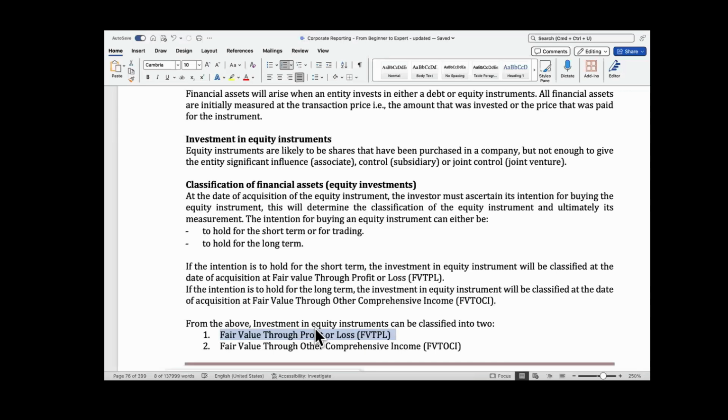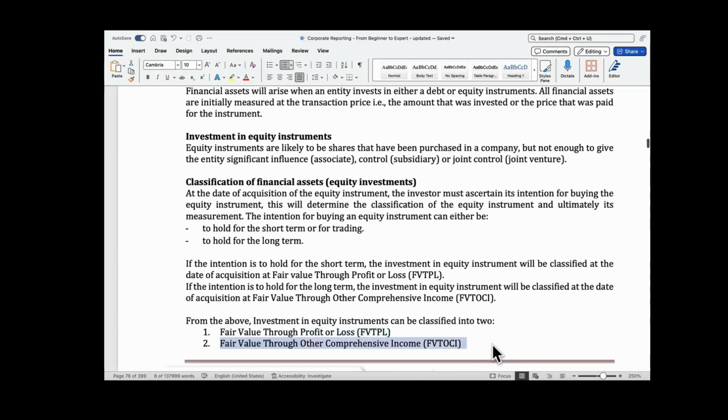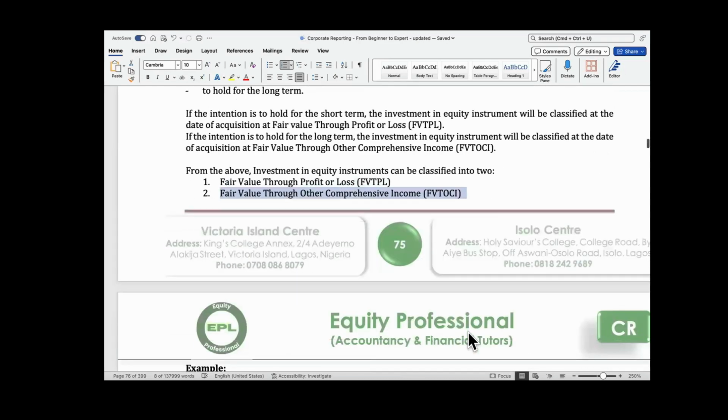Everybody knows. If it's for the long term, those that will just invest and forget about it, that okay, I have no intention to sell. It's not even crossing his mind that he wants to sell. That is holding for the long term. That will be classified as fair value through OCI. So that's the first technical thing you need to know tonight. Now, having understood that when you buy shares, they have to be properly classified at the date of acquisition, let's look at this question.